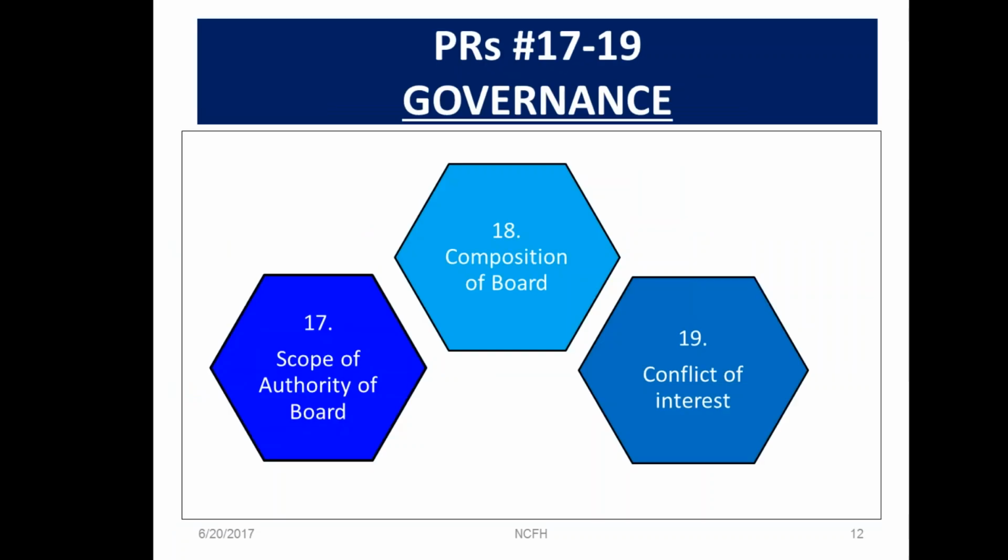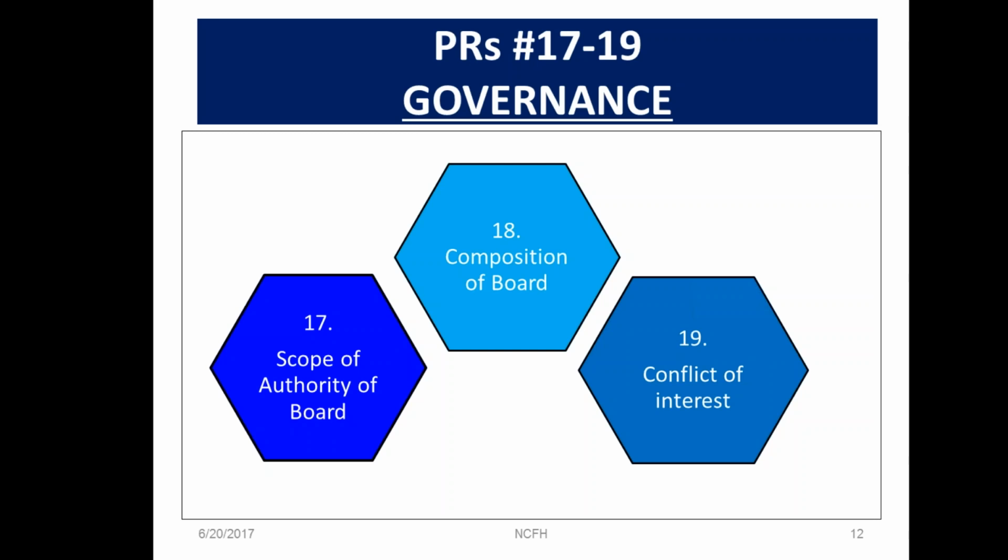The last of the 4 categories includes only 3 objectives, numbers 17, 18, and 19. When I do training for board members, I often start with these 3 because these are the 3 program requirements that board members are directly and primarily responsible for. It's not the job of the CEO to make sure that the scope of authority of the board, as the board exercises it, is appropriate. It's the role of the board to assure that.